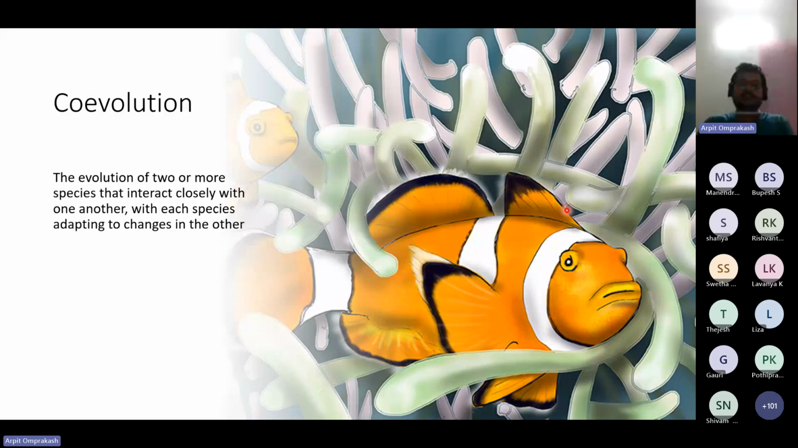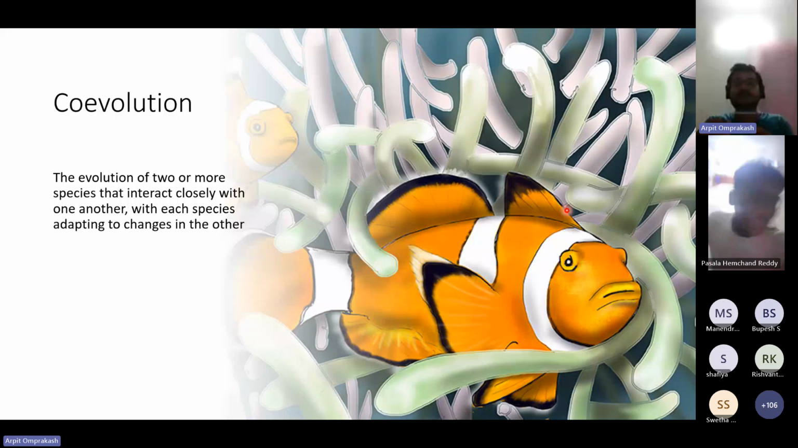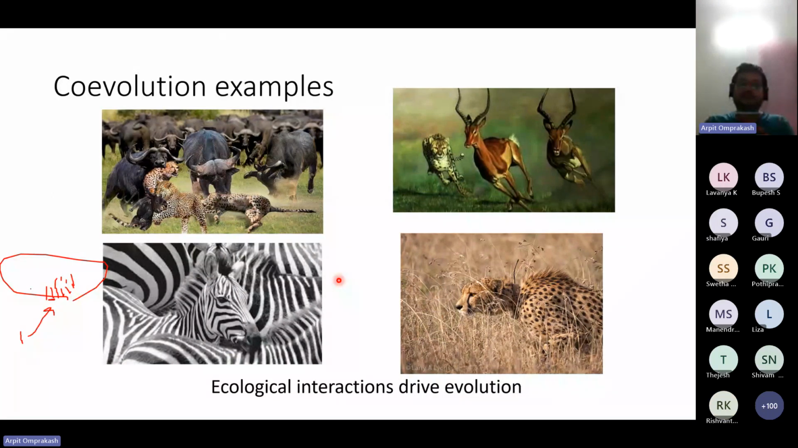So what you can say is, because of these interactions, the traits that are found in these different animals are changing over time. And thus, these animals are evolving over time because of these ecological interactions. And thus, we can say that ecological interactions drive evolution. So, that is the relationship between ecology and evolution. Does anyone have any questions?